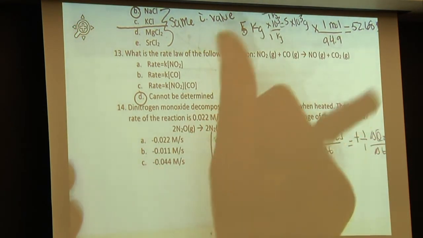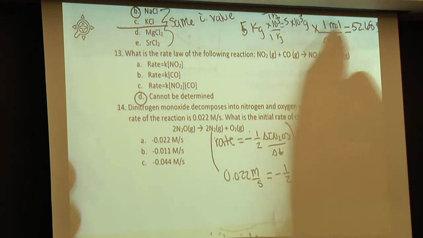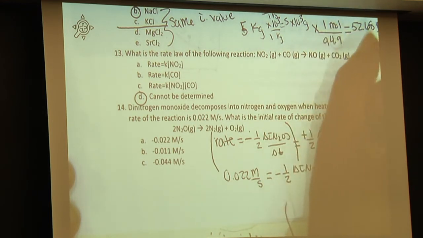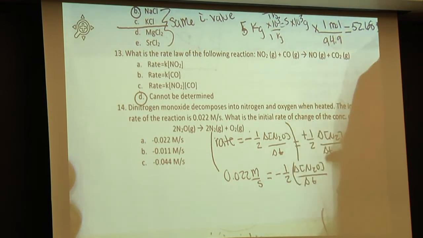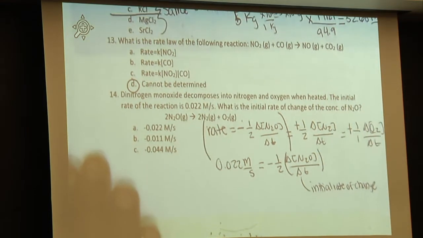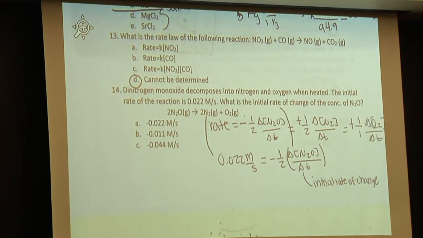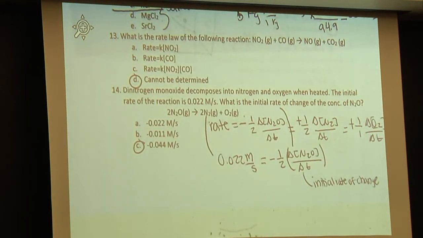And they gave us the rate to be 0.022 molar per second. And we're trying to solve for the initial rate of change. So then all we have to do is multiply 0.022 times negative 1/2, or divide it, 0.022 times negative 2. So the answer would be C, negative 0.044 molar per second.